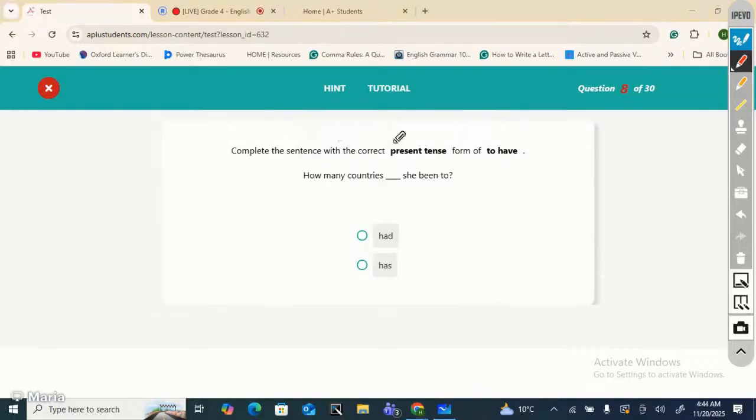Now, complete the sentence with the correct present tense form of the verb to have. Present tense form. How many countries blank she been to? Good to know, Ruwan, that you understand it now.